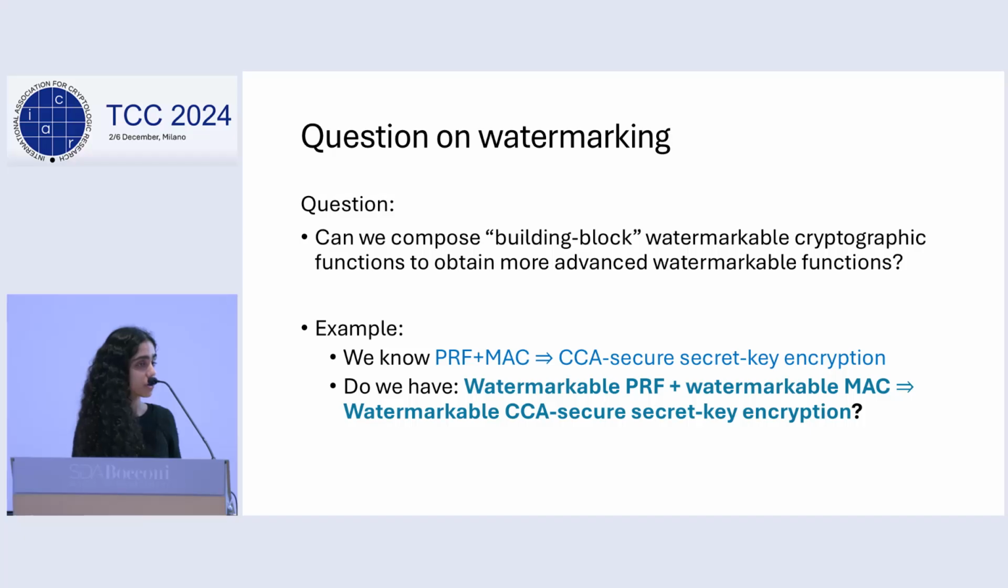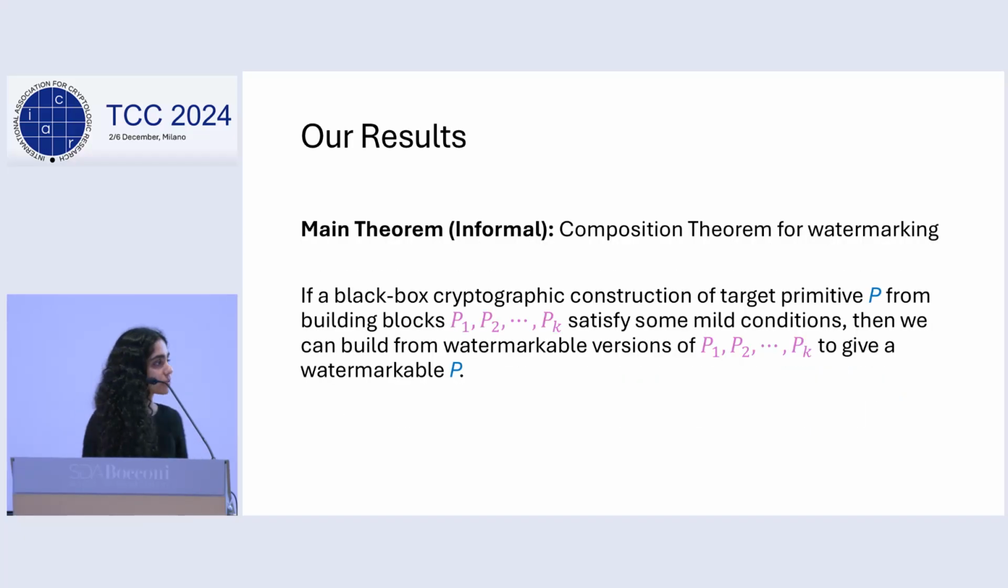And this work resolves this in the affirmative. So in particular, they show a composition theorem for watermarking. So if there is a black box cryptographic construction of a target primitive P from building blocks P1, P2 through Pk, and they satisfy some mild conditions, then if we have watermarkable versions of these building blocks, we can obtain a watermarkable version of the enhanced functionality as well.